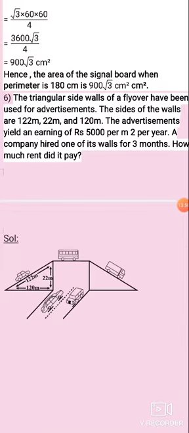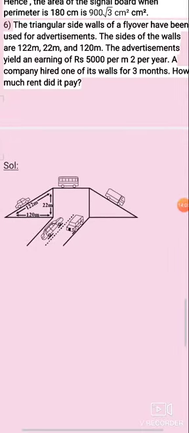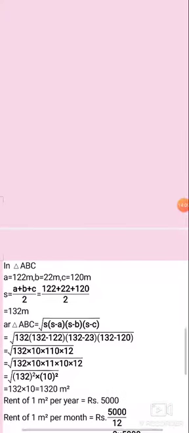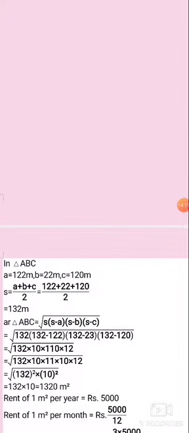So listen carefully to this figure. Okay, so one rectangular portion is there. Sides are 122 meter, 120 meter and 22 meter. Now listen carefully. In this triangle, a is 122, b is 22 and c is 120. First we need to find out the semi-perimeter. So add the sides and divide by 2, which is equal to 132 meter.